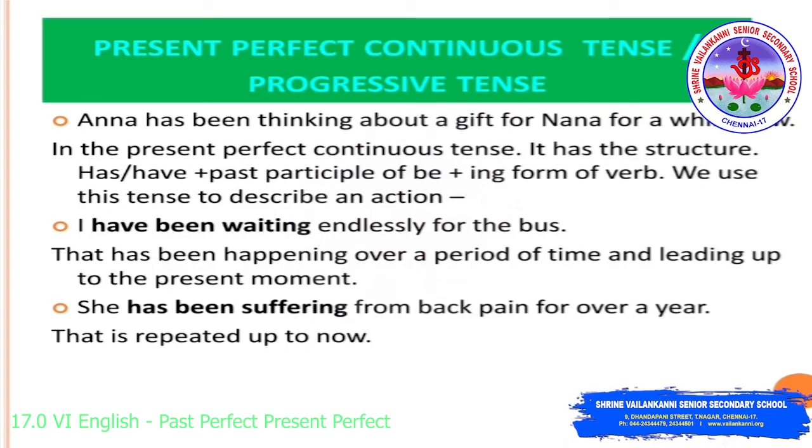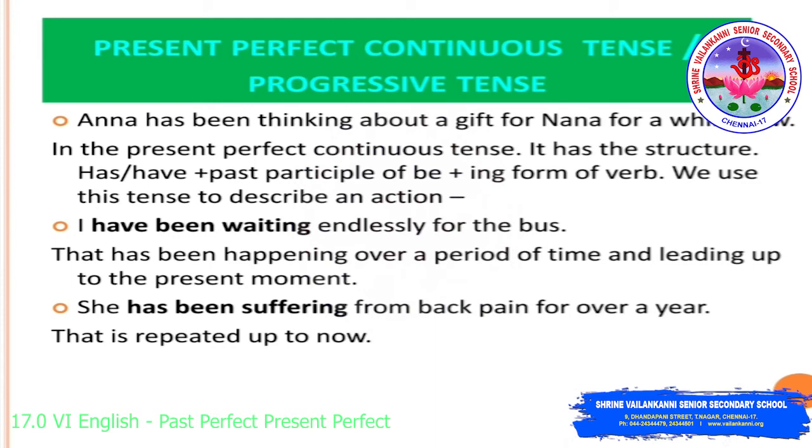Present perfect continuous tense is otherwise called progressive tense. Anna has been thinking about a gift for Nana for a while now. In the present perfect continuous tense, the structure is has or have, which changes according to the subject, plus been plus the verb with ing added. We use this tense to describe an action.